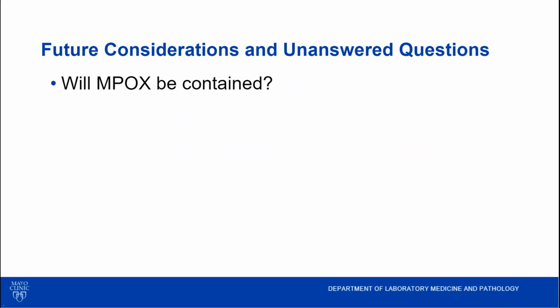So I want to wrap up just with some future considerations and unanswered questions regarding the current outbreak. I'm often asked, will this virus be contained and will it completely go away in developing nations and the United States? And I really think at this point it's unlikely to be completely contained and go away. We are at over 30,000 confirmed cases of MPOX virus infection in the United States. And my guess is there are many undiagnosed cases out there that aren't recognized.